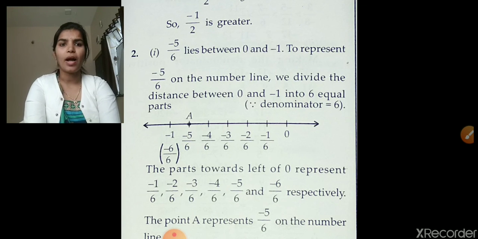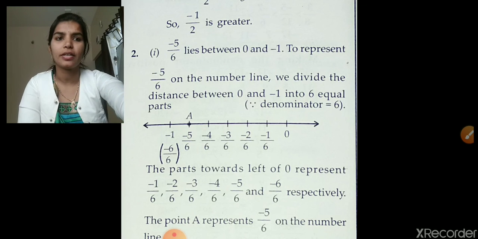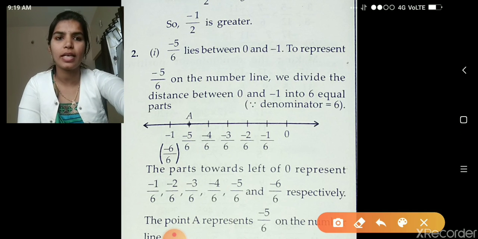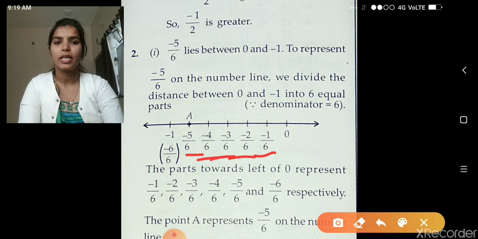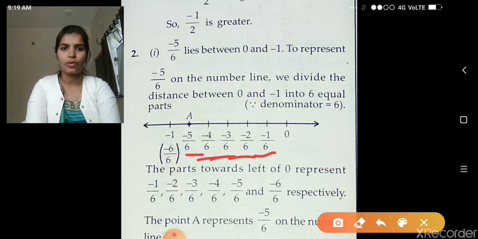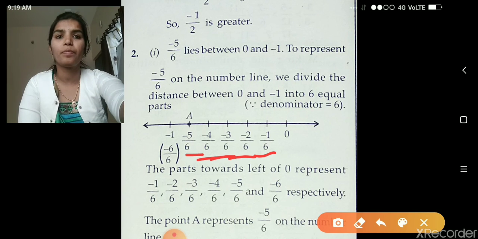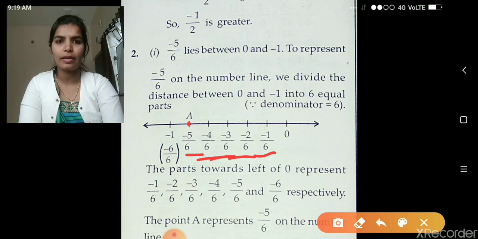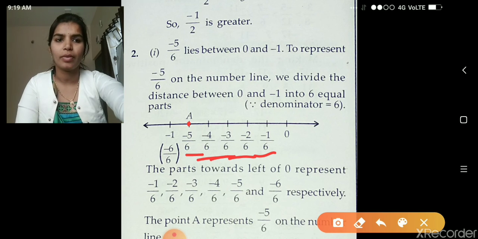The parts towards the left of the 0 represented on the number line are, you see here, minus 1 by 6, minus 2 by 6, minus 3 by 6, minus 4 by 6, minus 5 by 6, minus 6 by 6 respectively. So the point A represents the minus 5 by 6. In this manner you have to represent the rational number on the number line.